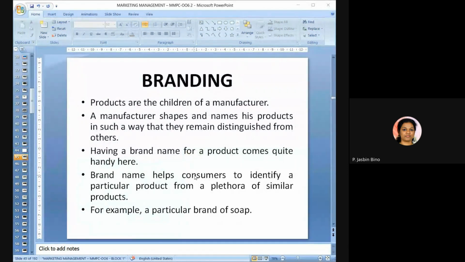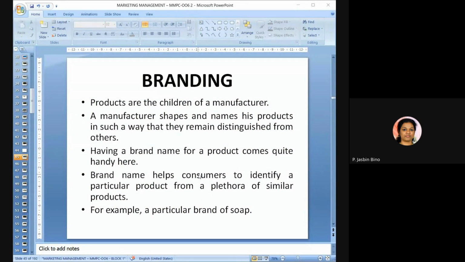Next one is branding. So you may be aware of brands, right? Brands are normally the children of the manufacturer. He will be shaping and naming his product in such a way that it remains distinguished from others. We all have a name, right? And that is our identity. Similarly, a brand name is the identity for a particular product.